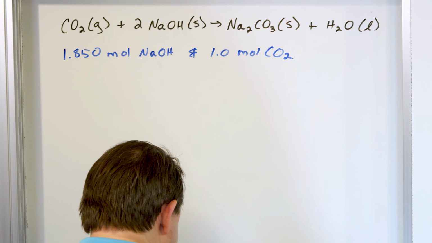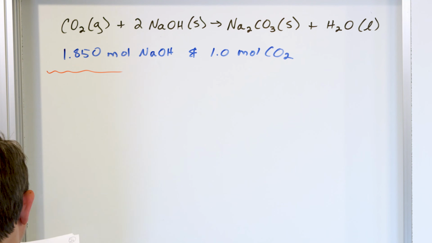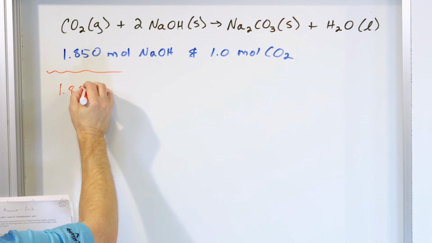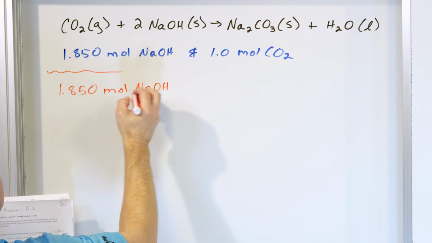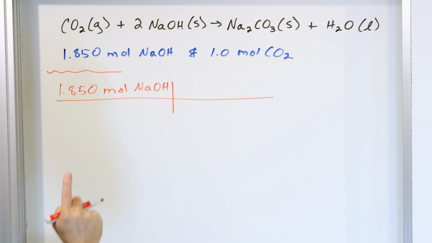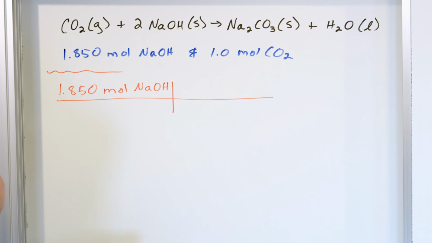So let's do that. Let's say we have 1.850 moles of NaOH. That's sodium hydroxide. And if we want to figure out what is the limiting reactant, let's see how much carbon dioxide would be needed to fully react with this amount of sodium hydroxide.